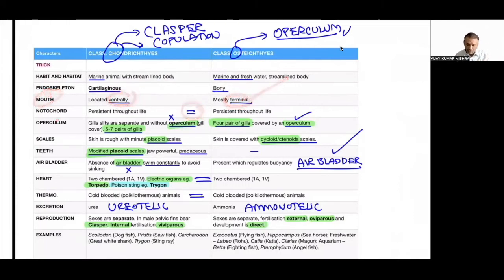Okay, operculum: you can see in case of Chondrichthyes, operculum is going to be absent. I have written cross, means absent, and for operculum I have written tick mark, it means it is always going to be present. There are 4 pairs of gills in case of Osteichthyes, that is bony fishes, but in case of cartilaginous fish, 5 to 7 pairs of gills are going to be present. Scales are going to be present. Scales obviously have a protective function, and there will be placoid scales in one, and cycloid or ctenoid scales are going to be present here.